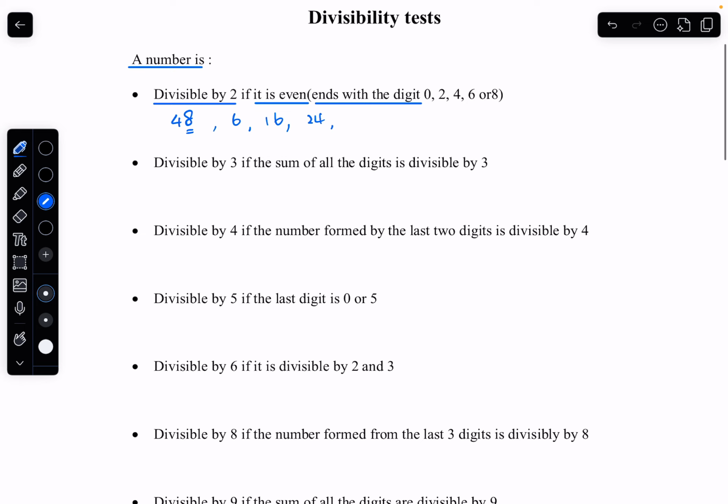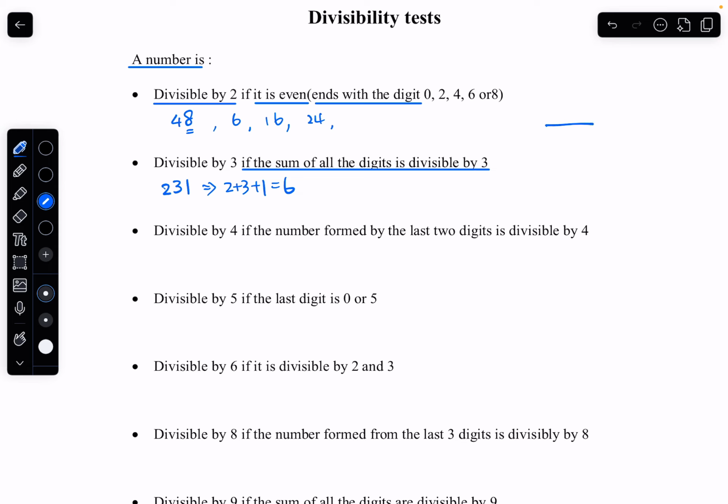Okay, now how do you test if a number is divisible by 3? If the sum of all the digits is divisible by 3. What does sum mean? For example, we add up 231. 2 plus 3 plus 1 is 6. 6 is divisible by 3. Therefore, 231 can be divisible by 3.